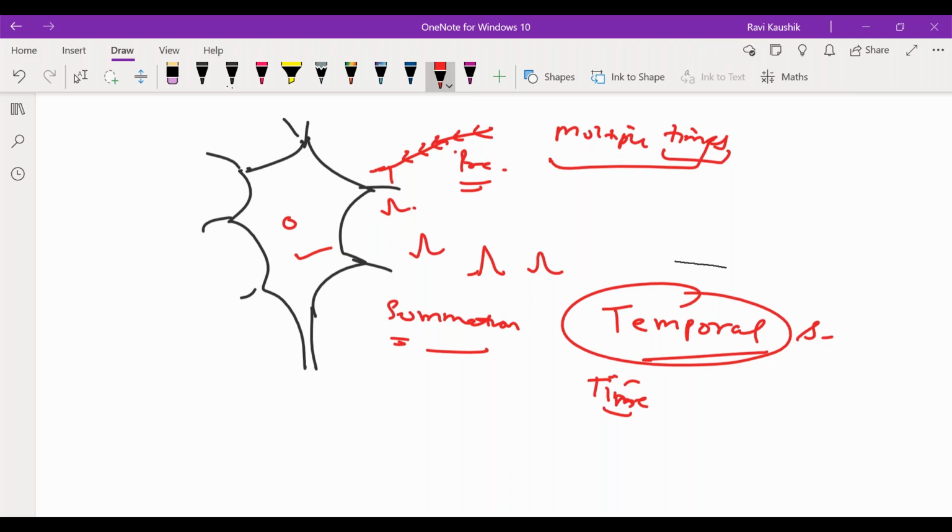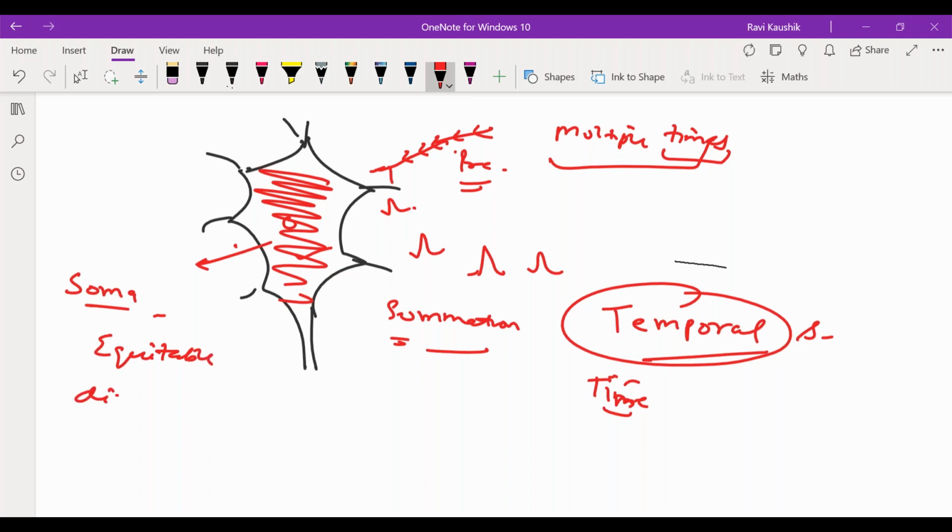Now, why is summation happening? The soma is such that the cytoplasm has an equitable distribution of charge. So whatever charge is here, the same charge would be at the initial segment or axon hillock.